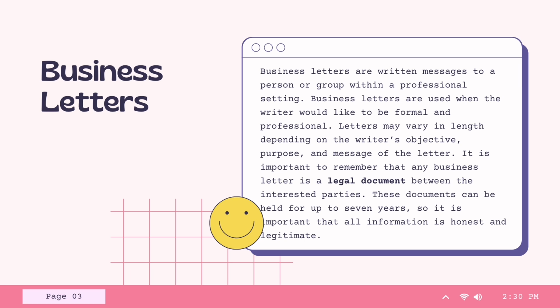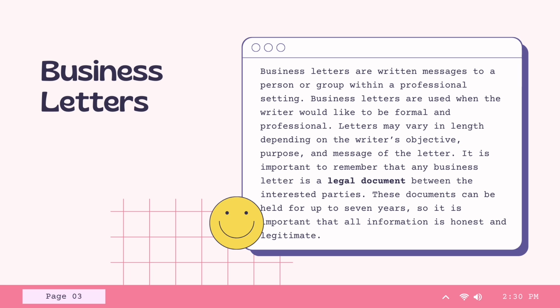or organizations. It is important to remember that any business letter is a legal document between the interested parties. These documents can be held for up to 7 years, so it is important that all information is honest and legitimate. The main thing that differentiates a business letter from other letters is that a business letter is a legal document. The writer can be held liable for anything written in the letter.